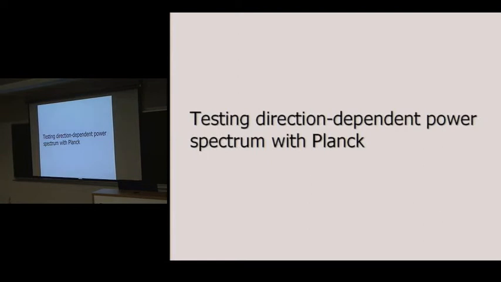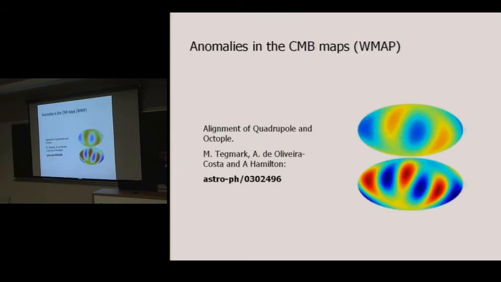So in my first part, we talked about angular correlation functions, and we used WMAP data to test these correlation functions and see whether they are consistent with lambda CDM. And in my second part, I want to discuss the very recent progress on how to test the direction-dependent power spectrum with Planck, and why this is interesting to the theorists and also to the observers.